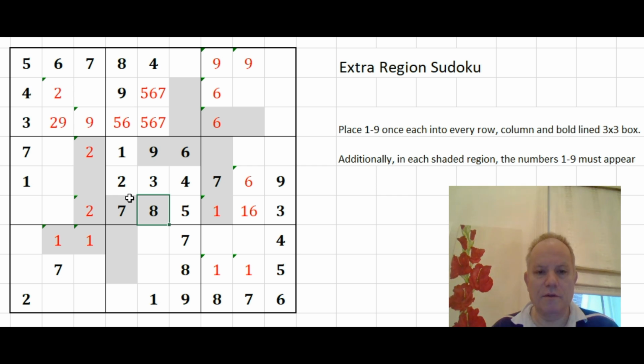Now, is that going to be useful for this box and 8? We've got 7 and 8 already placed in this box. 1 and 2 we know something about. How about 9? No, it's still left in 3 cells.